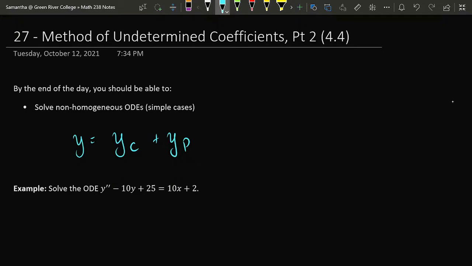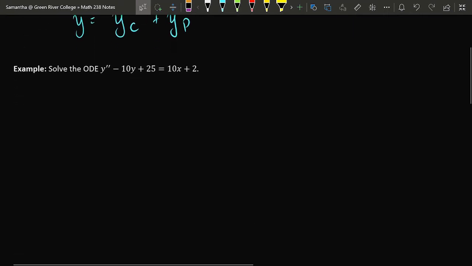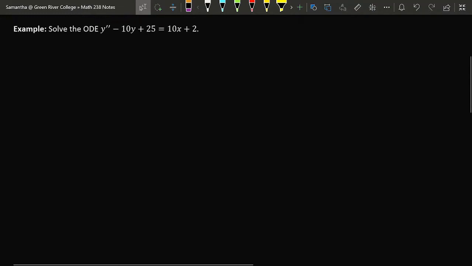So I will be demonstrating the technique in 2 examples. Now please be warned, the problems in this section are generally speaking extremely long, so just brace yourself. These problems can take a long time.